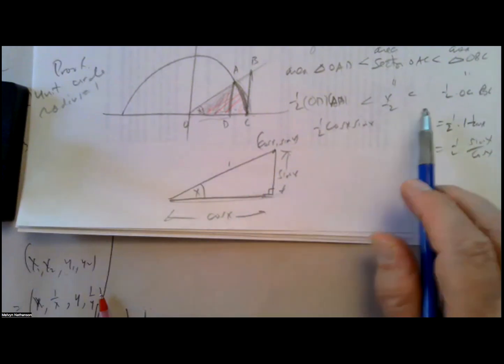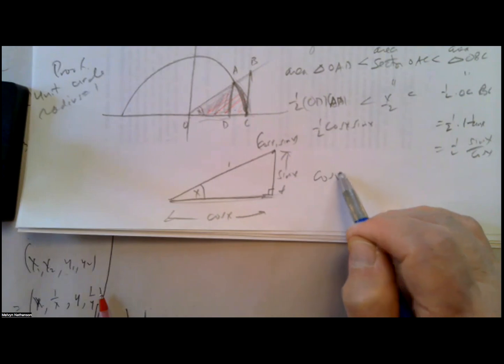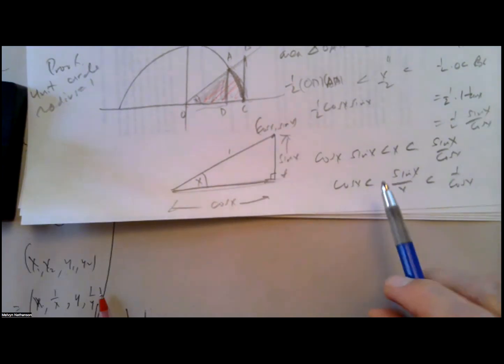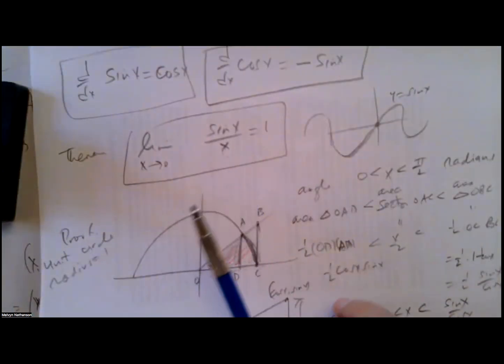So I get an inequality which says, I multiply through by 2, cosine x sine x is less than x is less than sine x over cosine x. If I rewrite that, that says cosine x is less than sine x over x is less than 1 over cosine x. As x goes to 0, the cosine goes to 1. So this is going to 1, this is going to 1, this is squeezed in between. So this also goes to 1. So that's the proof. That's a proof of this identity.